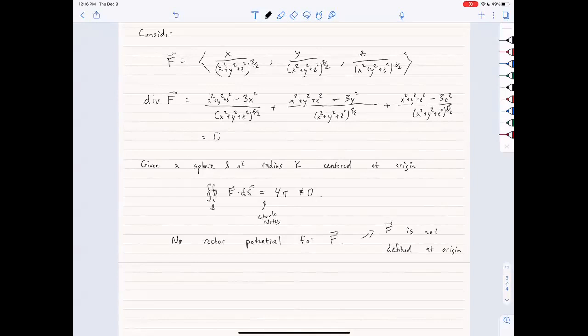If I puncture 3 space at one point, it's still simply connected, right? We've got some cowboys here, right? If you want to use your noose or whatever, I'm sorry, not, what do you call it? Lasso.